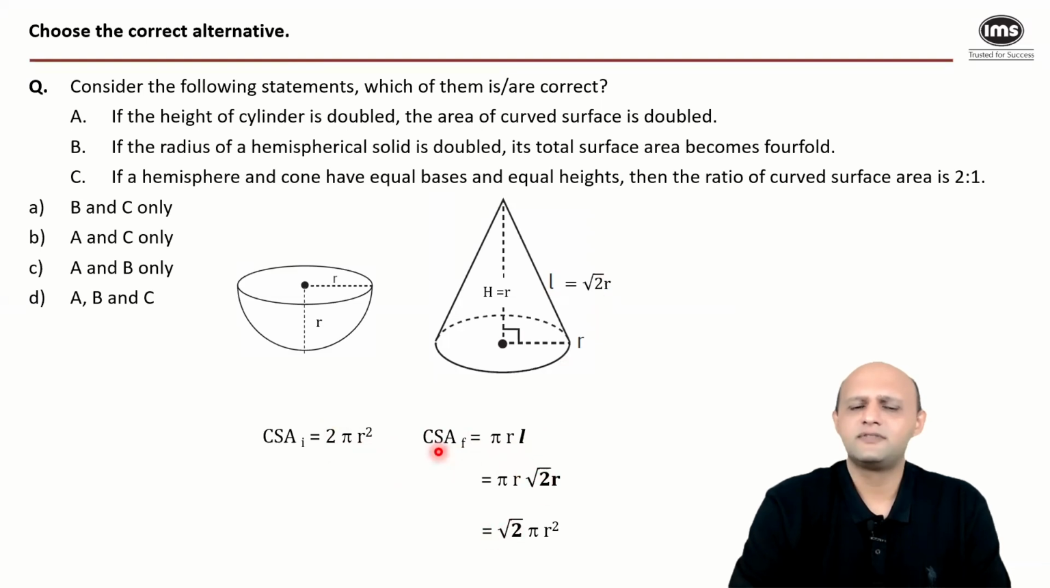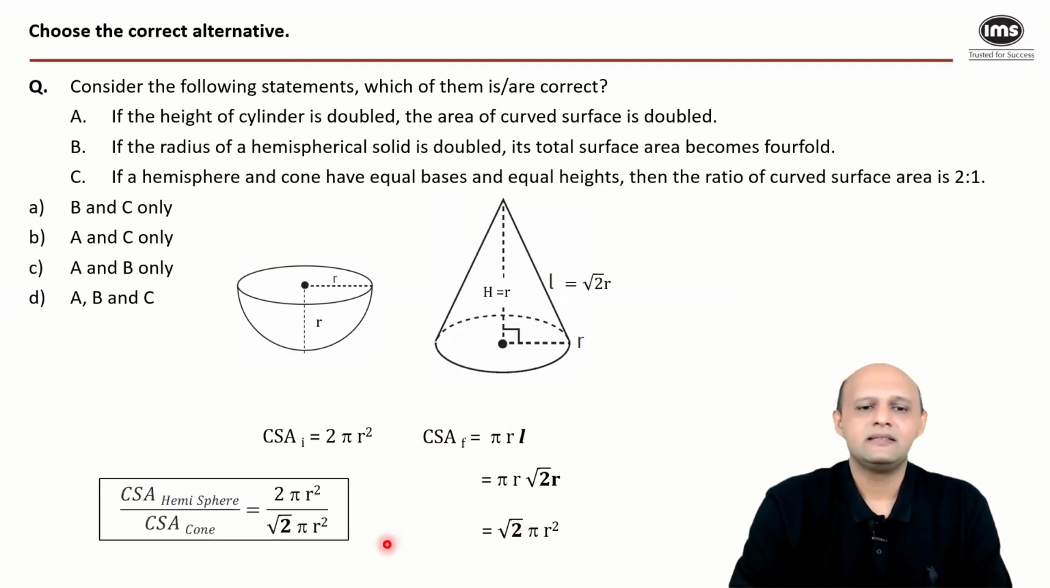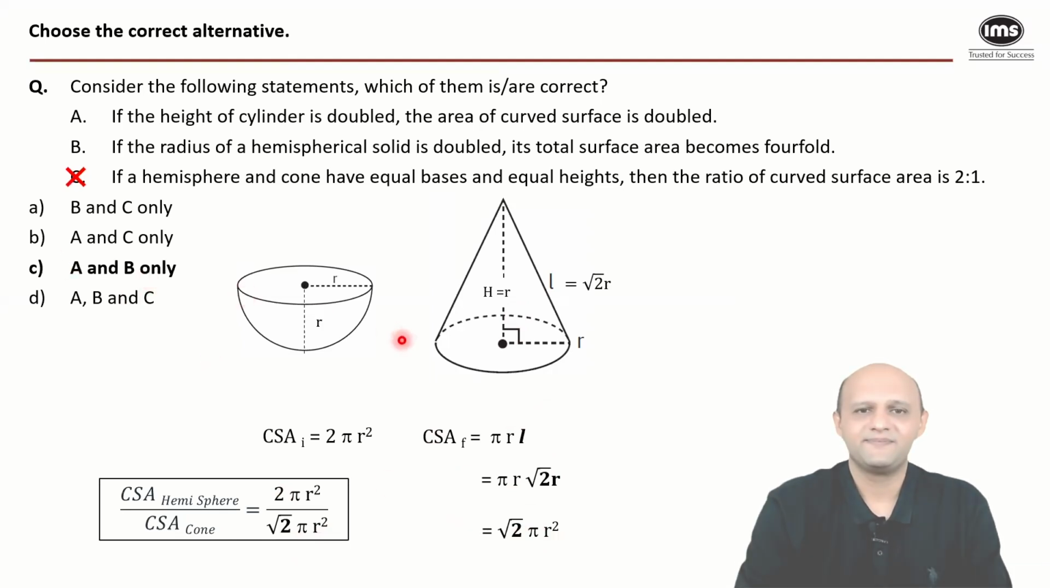So what is the curved surface area of the final solid or the second solid? It is going to be root 2 times pi r square. Is the ratio 2:1? Evidently it isn't. The ratio here would turn out to be root 2:1. So therefore, what are the correct statements here? Statement C is wrong. What are the correct statements? A and B only. So the answer is option C.